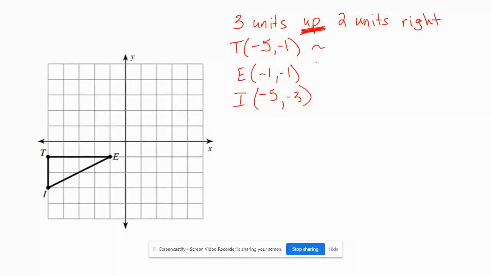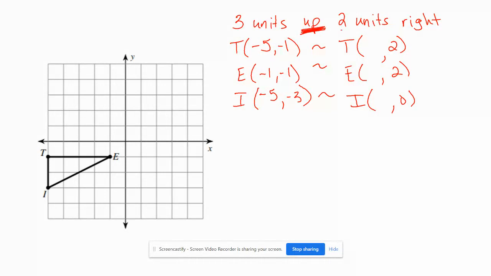So let's do that. All right, this would translate to T. And I'm going to leave the x empty right now, and I'm going to change the y. 3 units up. So -1 plus 3 would be 2. E, leave the x empty again. -1 plus 3 is 2. And I, this is -3. So -3 plus 3 is just 0.